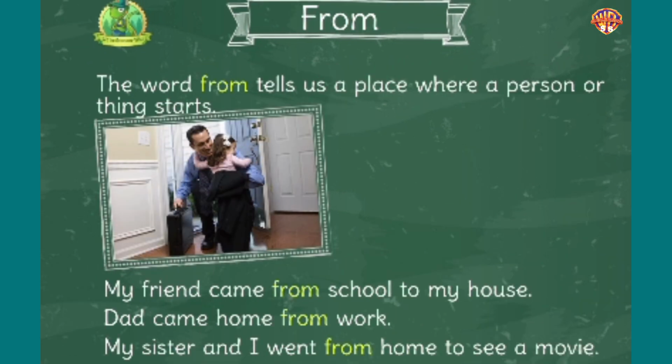From. The word from tells us a place where a person or thing starts. My friend came from school to my house. Dad came home from work. My sister and I went from home to see a movie.